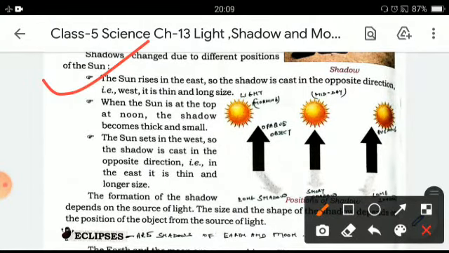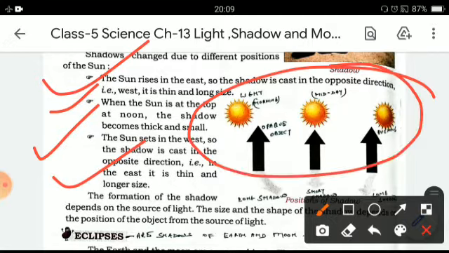When the sun rises in the east, the shadow is cast in the opposite direction, that is west. It is thin and long in size. Then when the sun is at the top at noon time, the shadow becomes thick and very small. Then when the sun sets in the west, at that time the shadow is cast in the opposite direction, that is toward the east. It is also thin and longer in size. Here you can see the example.